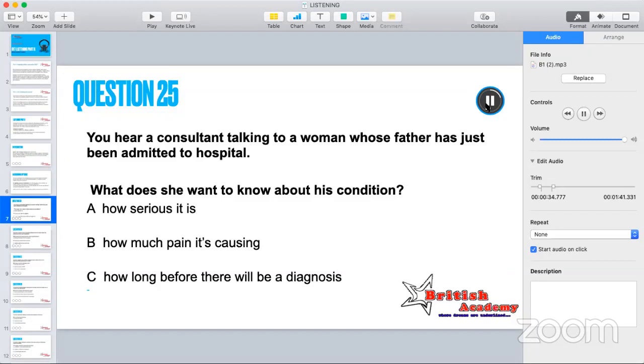Now read the question. Read the question carefully. She wants to know about his condition. She doesn't want to know the diagnosis. So I have eliminated one option for you. Now we have got only two.